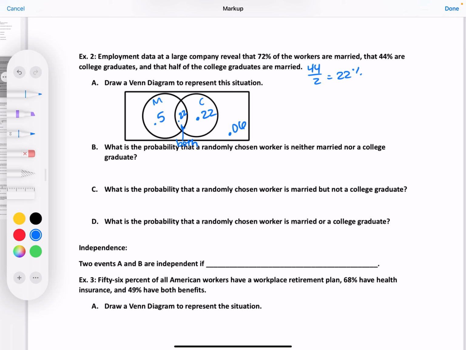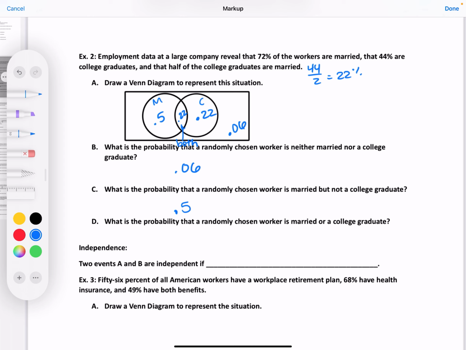So what is the probability that a randomly chosen worker is neither married nor a college graduate? Well, because we did our diagram, we can see that it's 0.06, because everything outside of it. What is the probability that a randomly chosen worker is married but not a college graduate? So that means that they're just married. They can't be in the overlap. So that's 0.5.